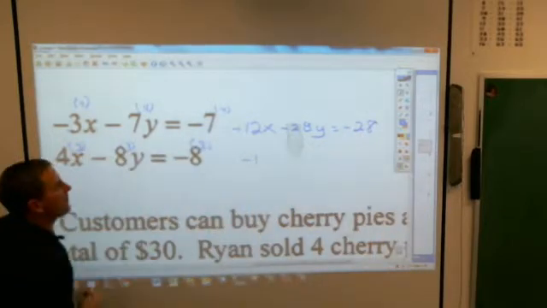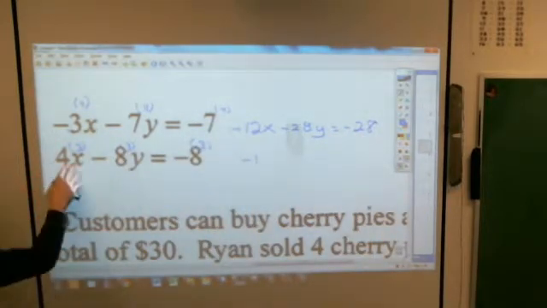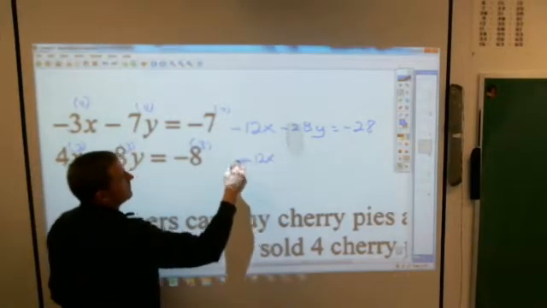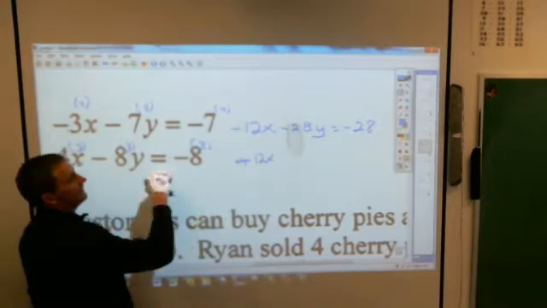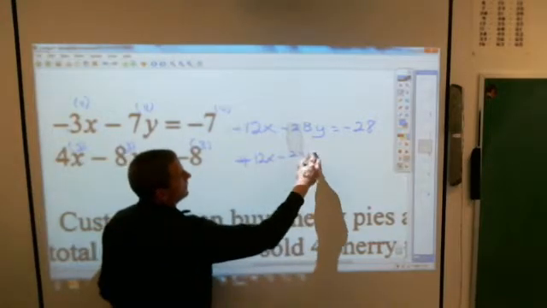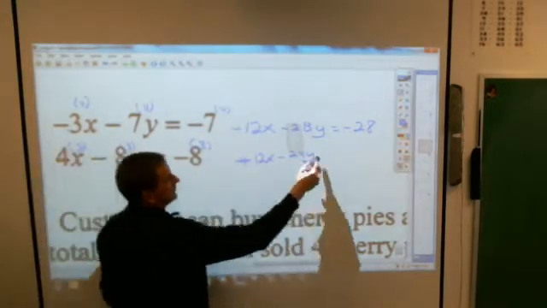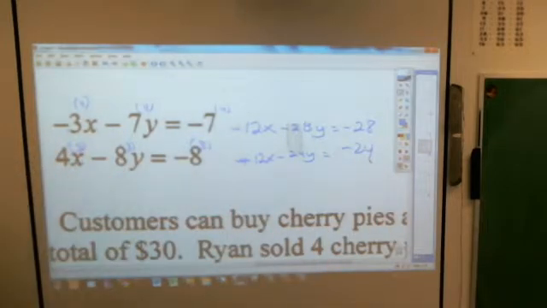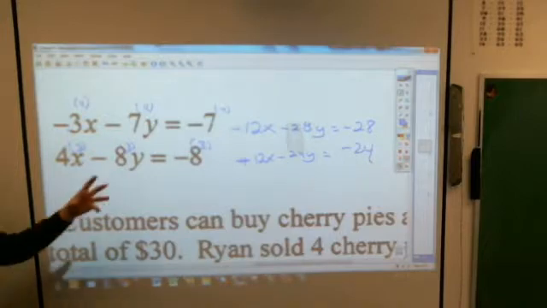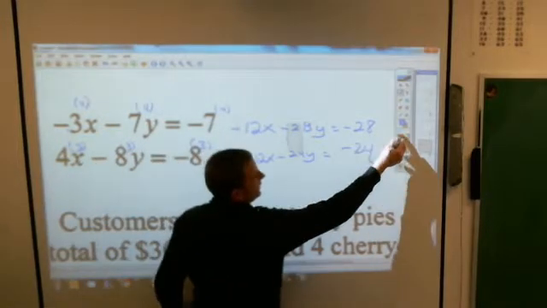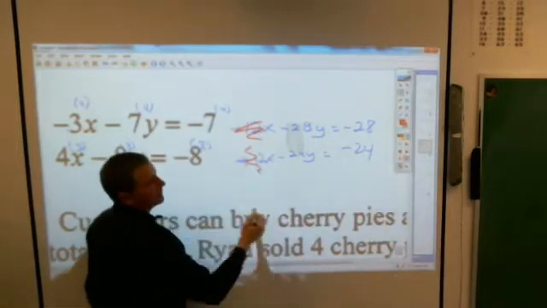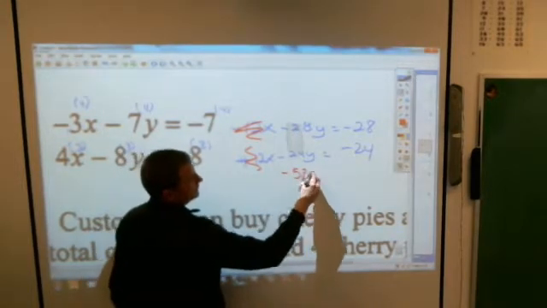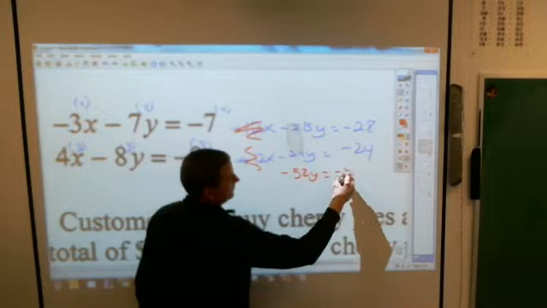Did I do anything wrong? Yeah. Get close. On the bottom, I get a positive 12x minus 24y equals negative 4. Catch that, Jason? Are we good with that so far? Yeah. So now these are opposites. When I add them together, they go away. Nothing left. 2 negatives there make a bigger negative: negative 52y equals negative 52.